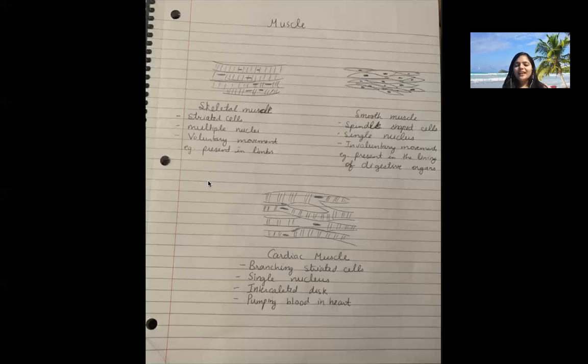So first of all, they also have striations. That's the thing which they got from skeletal muscles. And then they are single nucleated, which is similar to smooth muscles. So one thing similar to smooth muscles is that they have a single nucleus, and the thing similar to skeletal muscles is that they have striations.